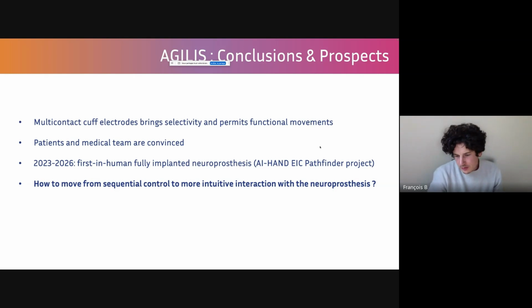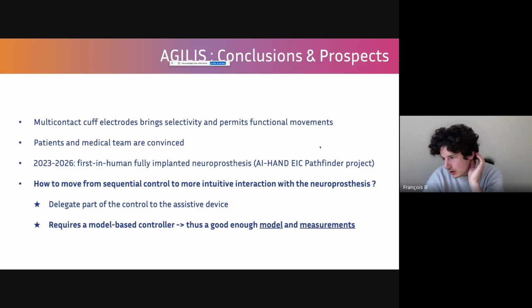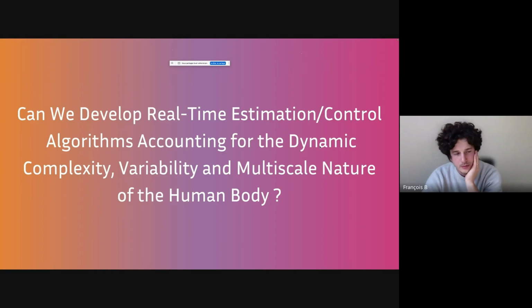The questions that I wanted to present today are more prospective research questions related to this ongoing work. I want to explore how to move from sequential control to more intuitive interaction with the neuroprosthesis. There are two research axes hidden in this question. The first one is how to delegate part of the control to the assistive device. This requires a model-based controller, and thus a good enough model and measurements. That's what I'm going to talk about today.